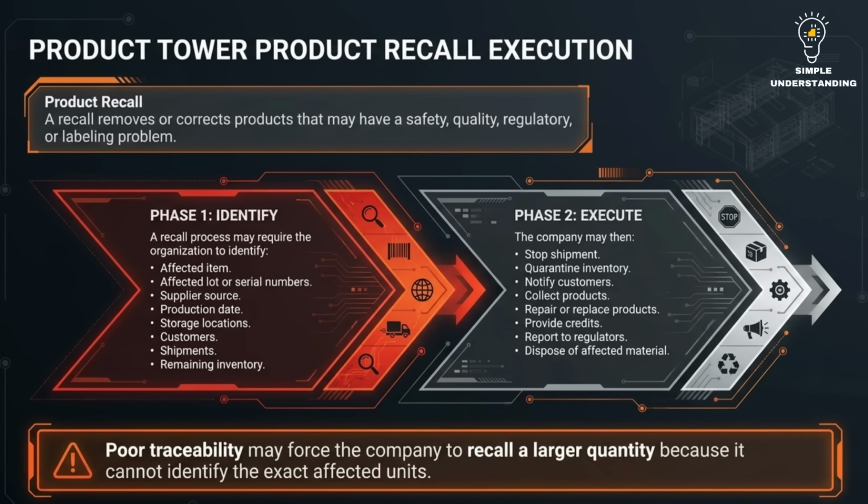The company may then stop shipment, quarantine inventory, notify customers, collect products, repair or replace products, provide credits, report to regulators, dispose of affected material. Poor traceability may force the company to recall a larger quantity because it cannot identify the exact affected units.